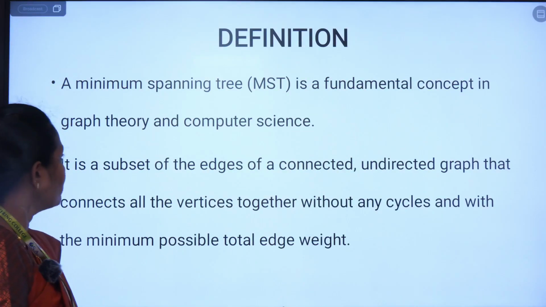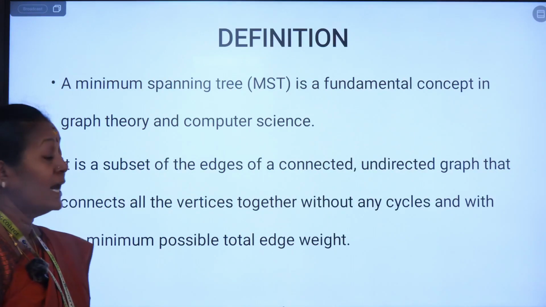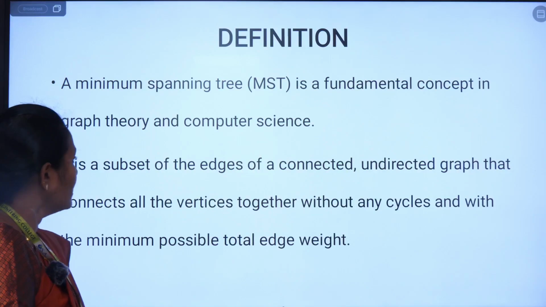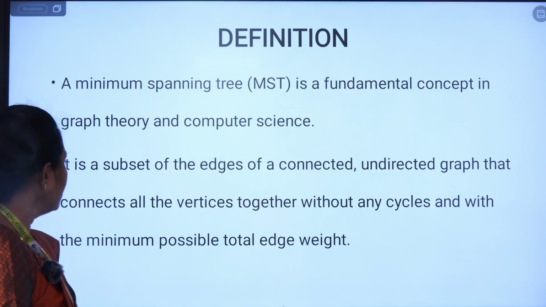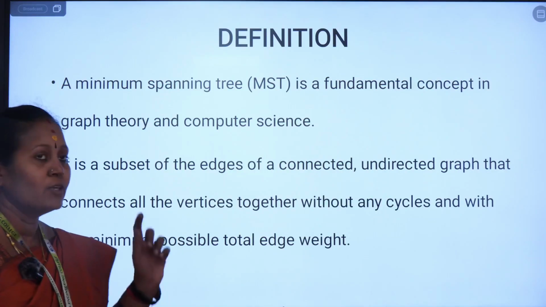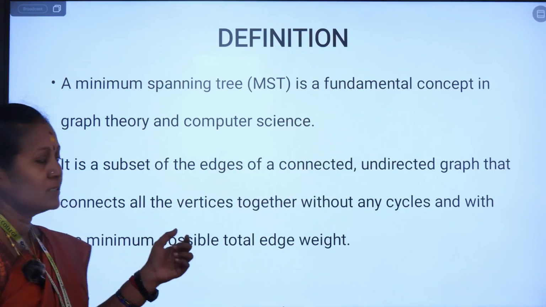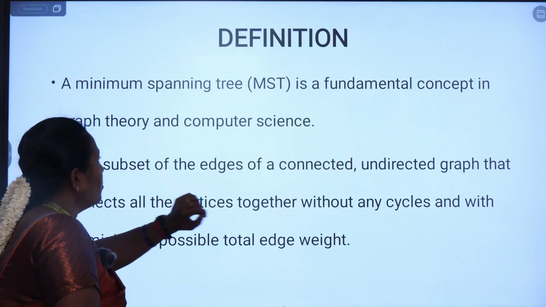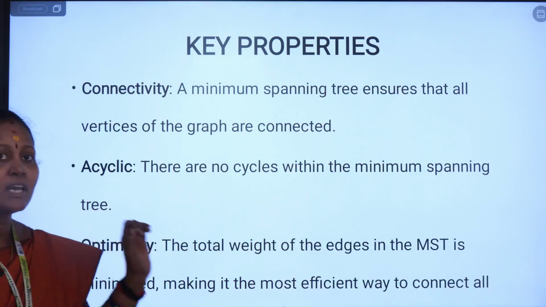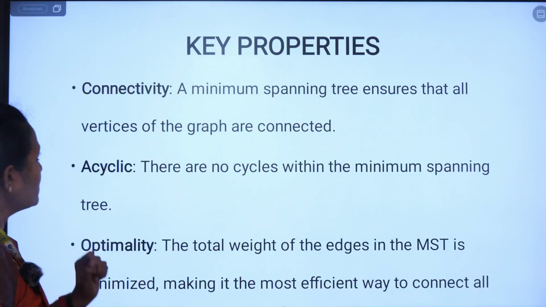It is a subset of the edges of a connected, undirected graph that connects all the vertices together without any cycles and with the minimum possible total edge weight. While doing the problem, I will explain what it is. Okay. First, you will know what is the definition alone. So these are some of the key properties of minimum spanning tree.